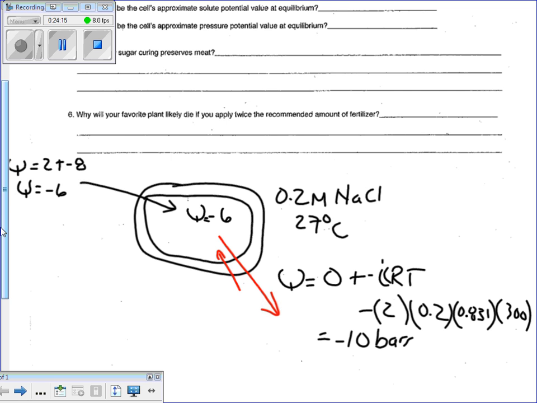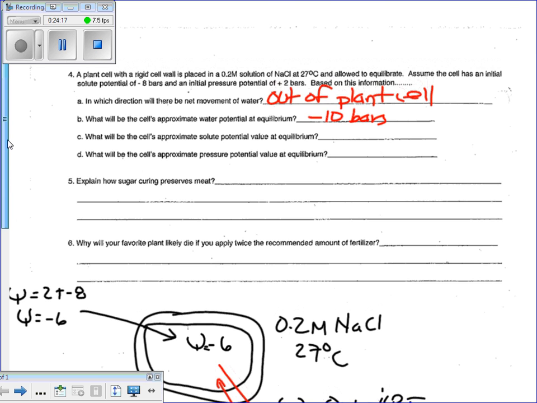Does everybody get the idea why pressure would go to 0? If the pressure is gone, then you've got to equate the solute. What will be the cell's approximate pressure potential at equilibrium? 0, because we lost too much water to the environment. And this is a wilting plant that is not in good shape.